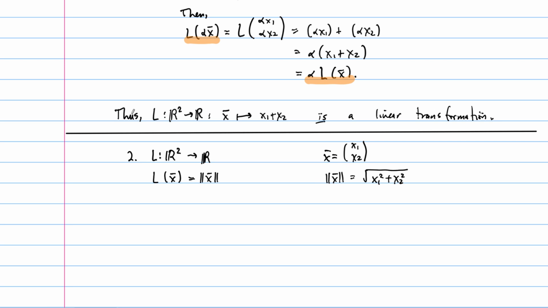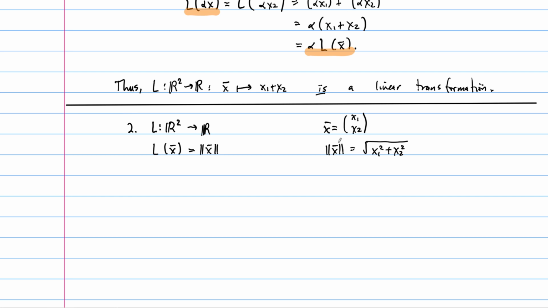But the question is, does this function, the distance function, length function, magnitude function, however you want to think of this, preserve the vector space operations? So let's check. We can start with 2 star again, right? And so for this one, what are we going to do? We're going to let x equal x1, x2.